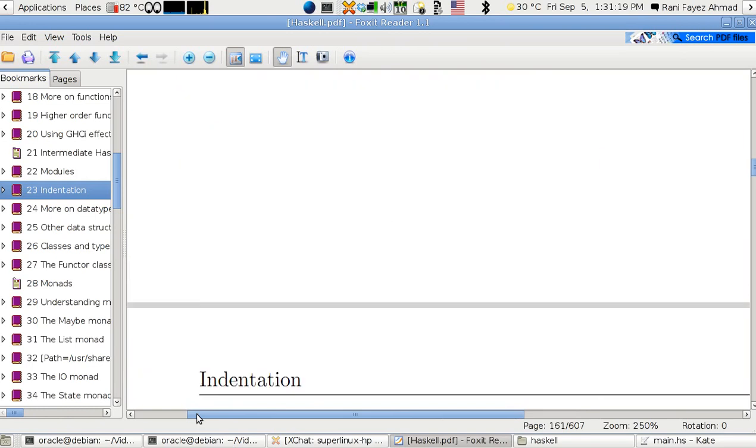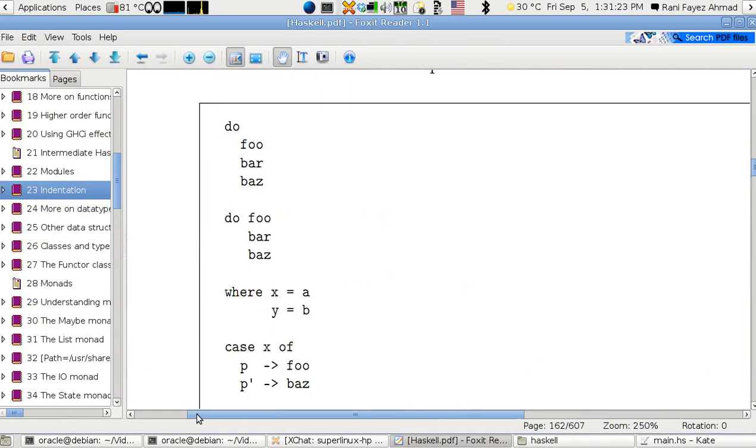Here, if you look, we see all the cases where you can write correctly. This is do, for example. Foo, bar and baz are all Haskell statements, so those all belong to do. They are under the keyword do. This is also acceptable, and I always prefer this because it's easy to follow. Everything is aligned, and you know where everything sits. And this is also where, with x equals a, y equals b. This is also aligned.